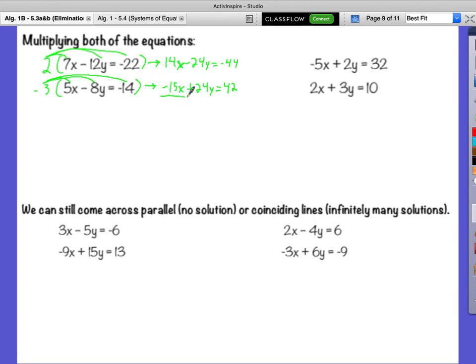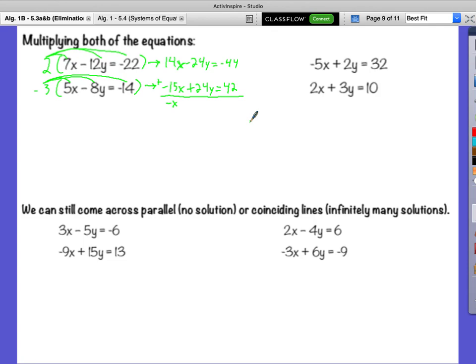Now are we ready to eliminate? Yeah, those y's are going to go gonzo. So what's 14x plus negative 15x? Are they the same or different signs? Negative 1x. They're different signs. We subtract them. Do we keep the sign of the bigger number? So negative 1x or negative x? That's way better than 29.